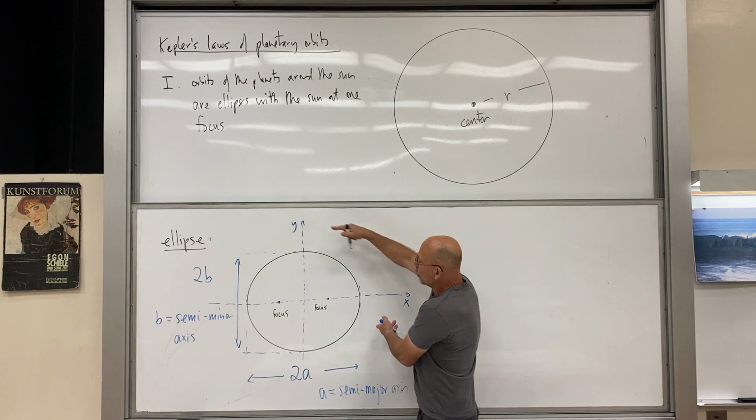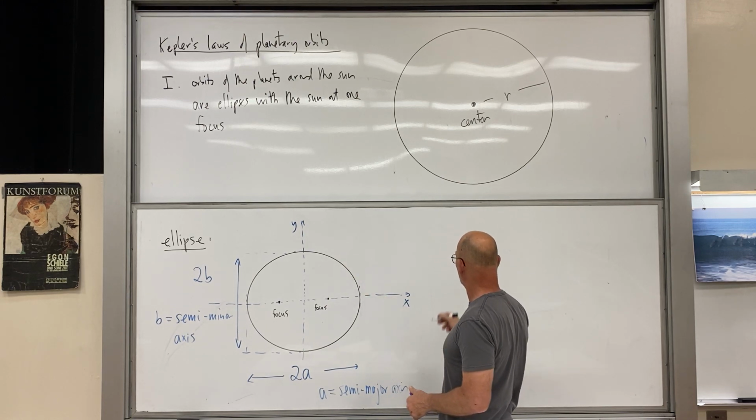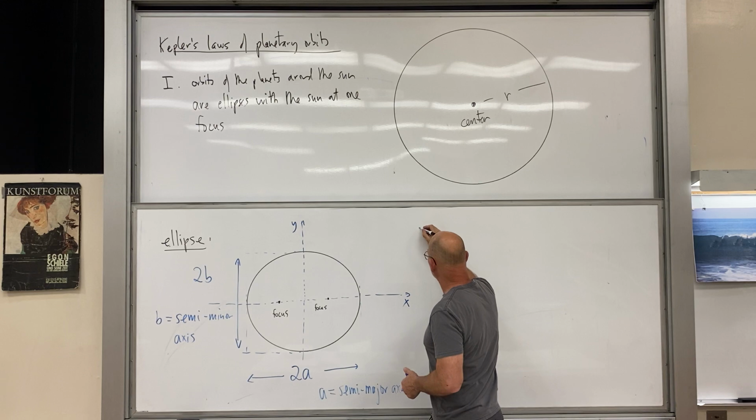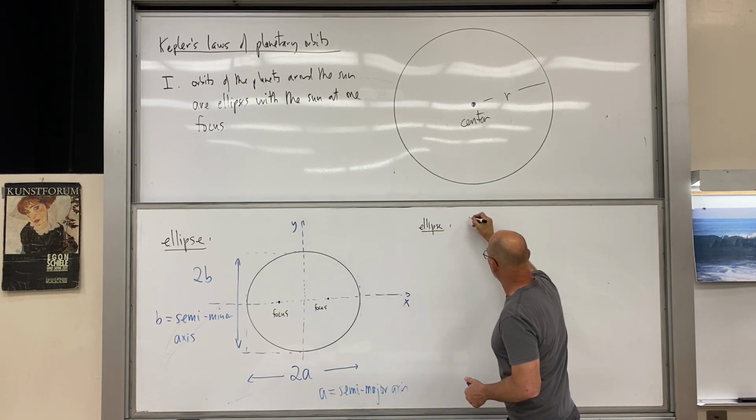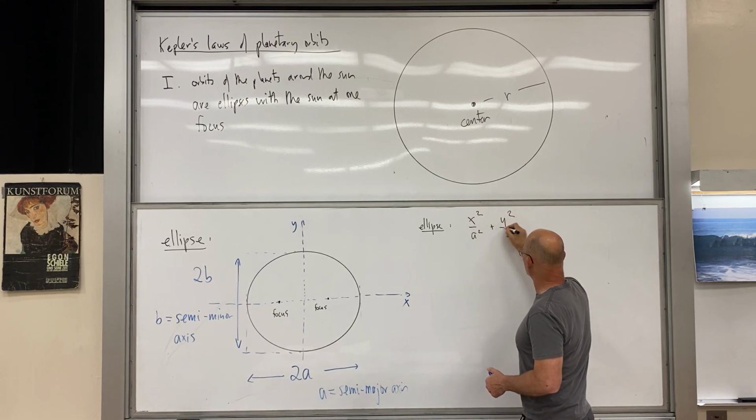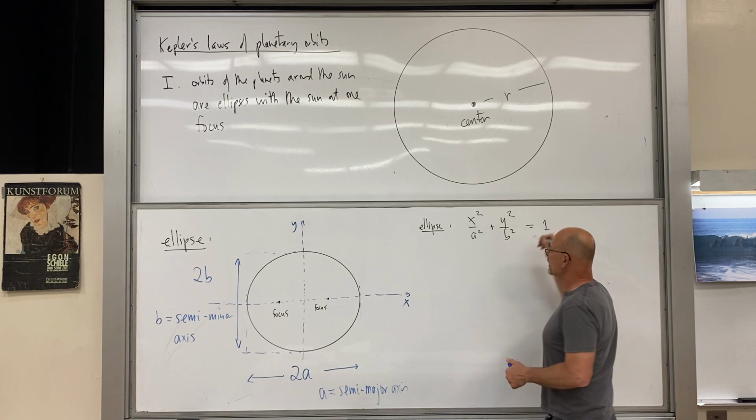Now, in this coordinate system, we have the equation of the ellipse, where we have x squared divided by a squared plus y squared divided by b squared is equal to 1.